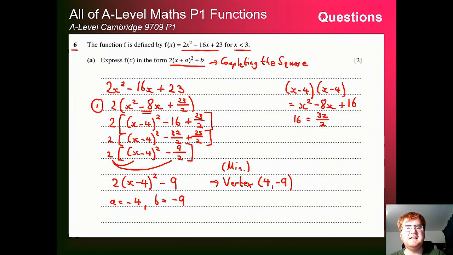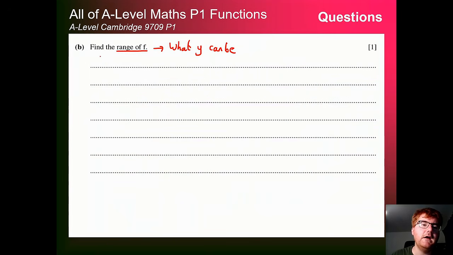Now, as soon as I see this, I look at the domain that we have here. So we have x is less than 3. And I look at, say, a critical value. So what I mean by critical value is look at when x is equal to 3. So x is equal to 3.